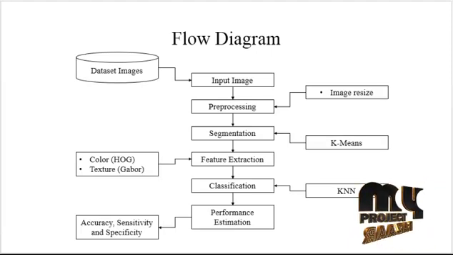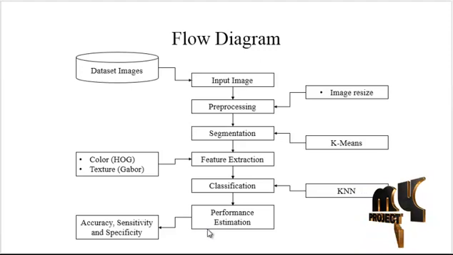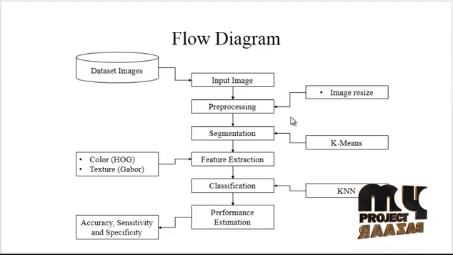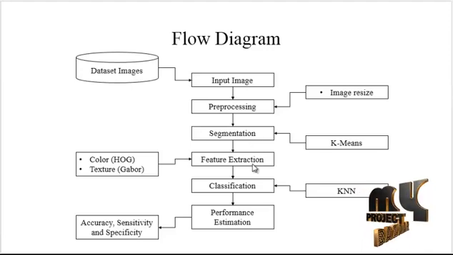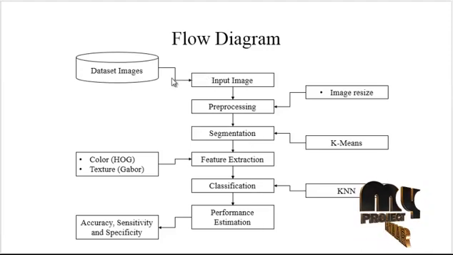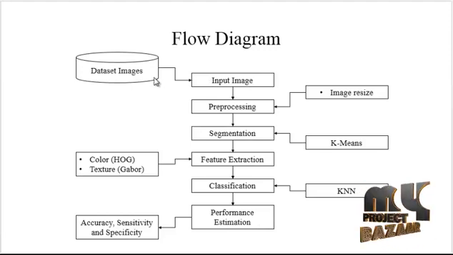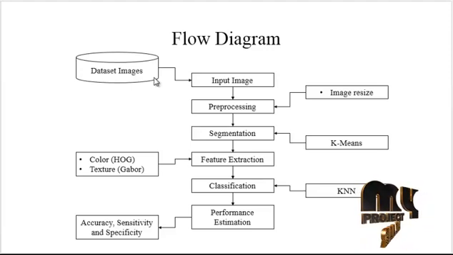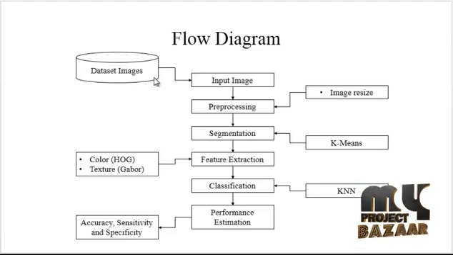Now we are going to discuss the flow diagram of the process. This is the overall working flow of this process. The modules in this project are input, pre-processing, segmentation, feature extraction, classification and performance estimation. First of all, the input is taken from the dataset image. The dataset consists of both fire images as well as non-fire images. So we have to get any one image from the dataset.